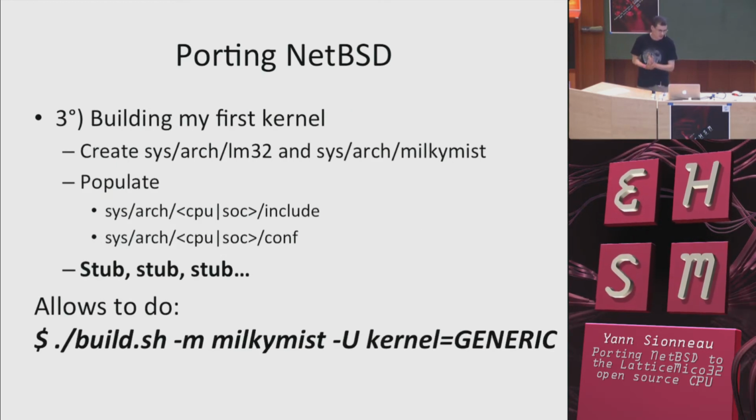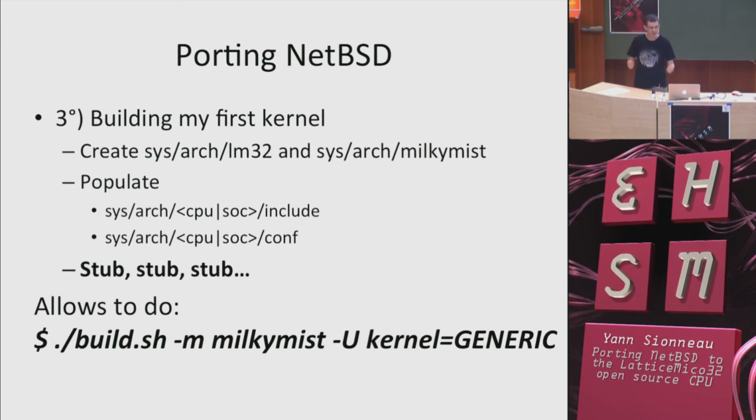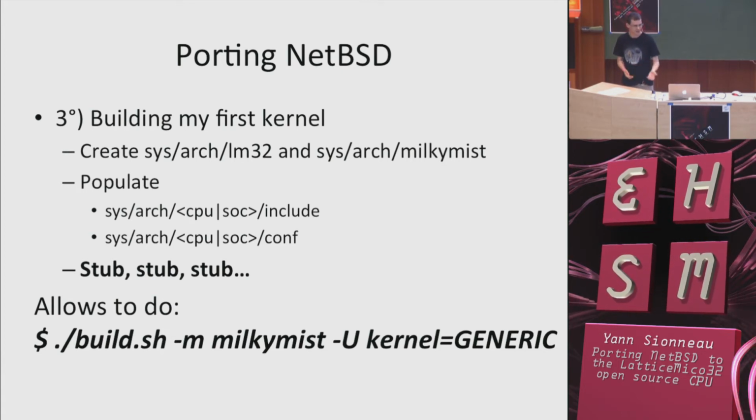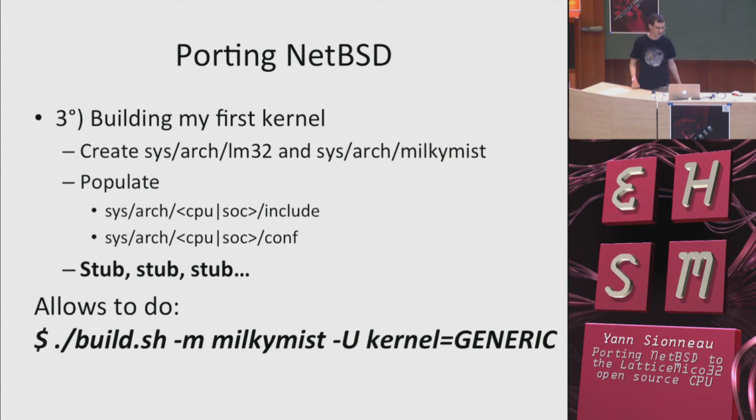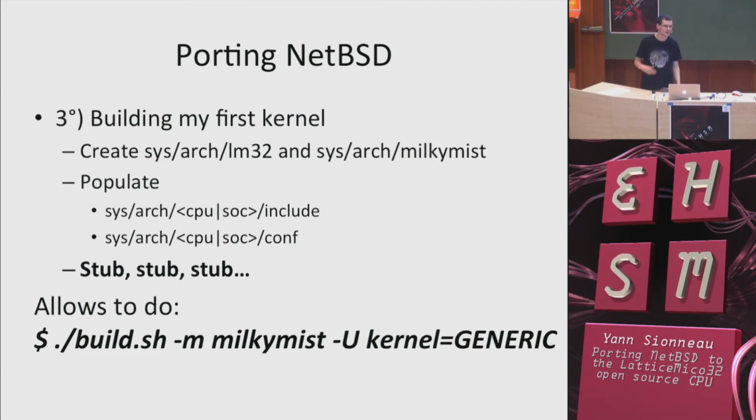Okay, then we want to build our kernel. So we're creating a directory for our architecture, which is LM32, and for our system on chip, which is Milkymist. Then we populate, so you put your include files that you can copy at first from other architectures, and then you modify them a bit to adapt them to the new architecture. Then in the configuration directory, you put the kernel configuration, which just selects what goes in and what's not going in. And then you stub.